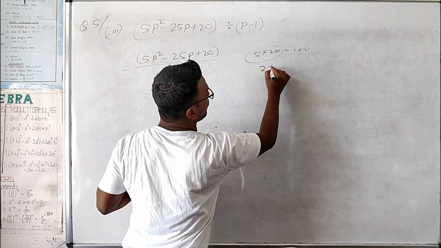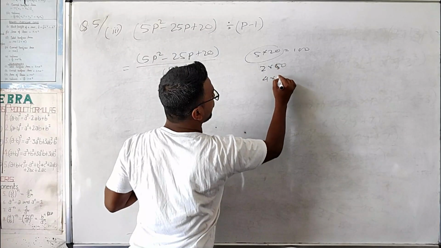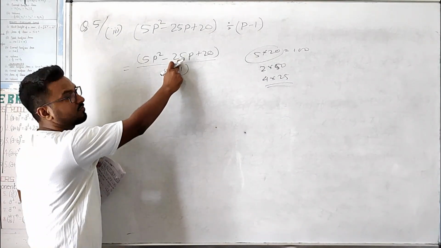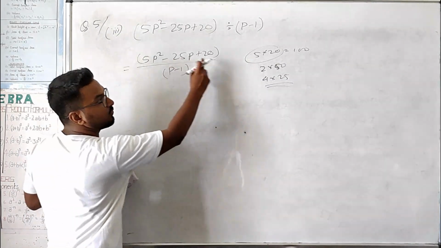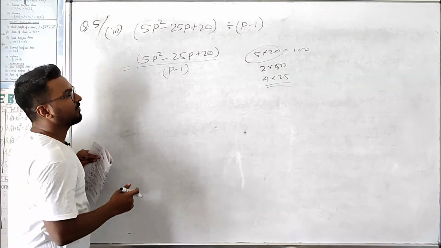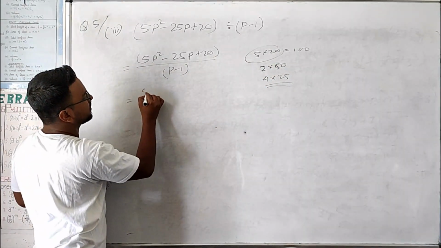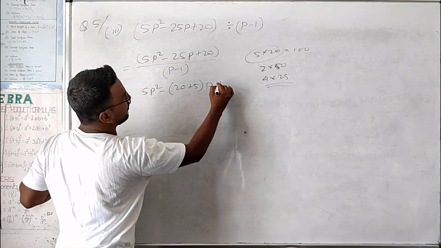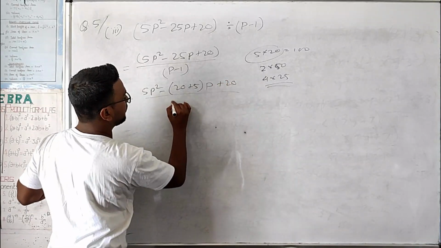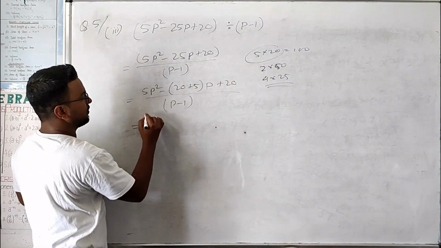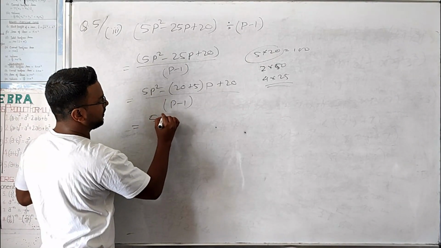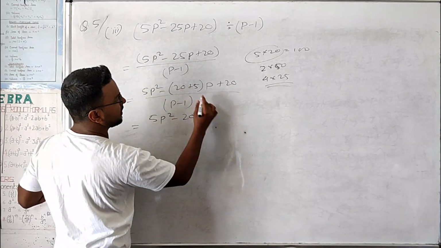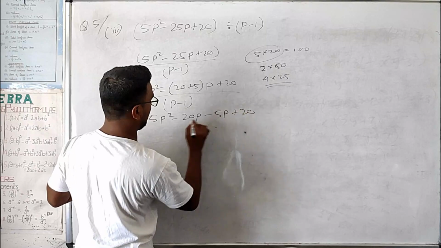There are so many factors of 100, like 2 into 50 or 4 into 25, right? But we need to find two factors whose sum is 25. So we'll be using 20 plus 5, which is 25. So this can be written as 5p square minus 20p minus 5p plus 20 divided by p minus 1. That is, 5p square minus 20p, minus 5p plus 20, divided by p minus 1.